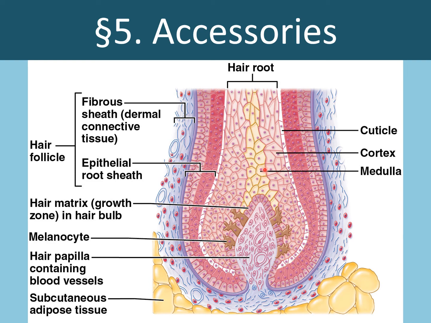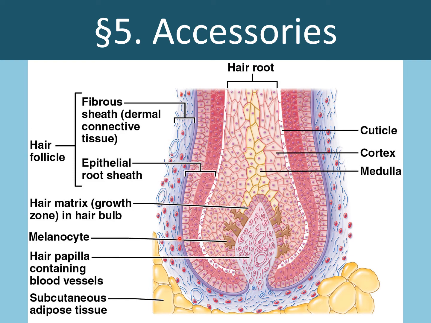Surrounding the hair root is the hair follicle. The hair follicle was divided into 2 layers. The layer that comes in contact with the hair was the epithelial root sheath, and that's composed, as you can see, of epithelial cells. Outside of that is the fibrous sheath, which is composed of connective tissue.